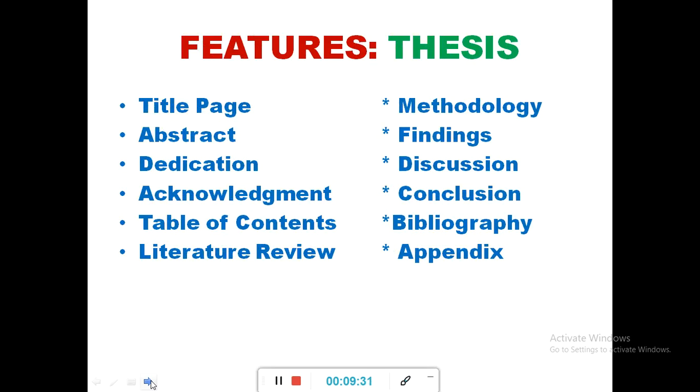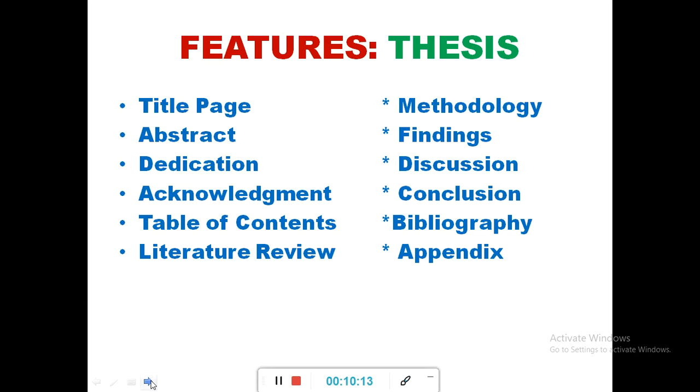Then the thesis, like we said, is longer in its volume, and it starts with a title page. Of course, certain things are optional, like a copyright page. Some people will like to put a copyright page, but there are mandatory ones. You have the abstract. Dedication also is somehow optional. Then you have acknowledgement. That one is necessary, because you have to acknowledge the contribution of people who have helped to make it possible.